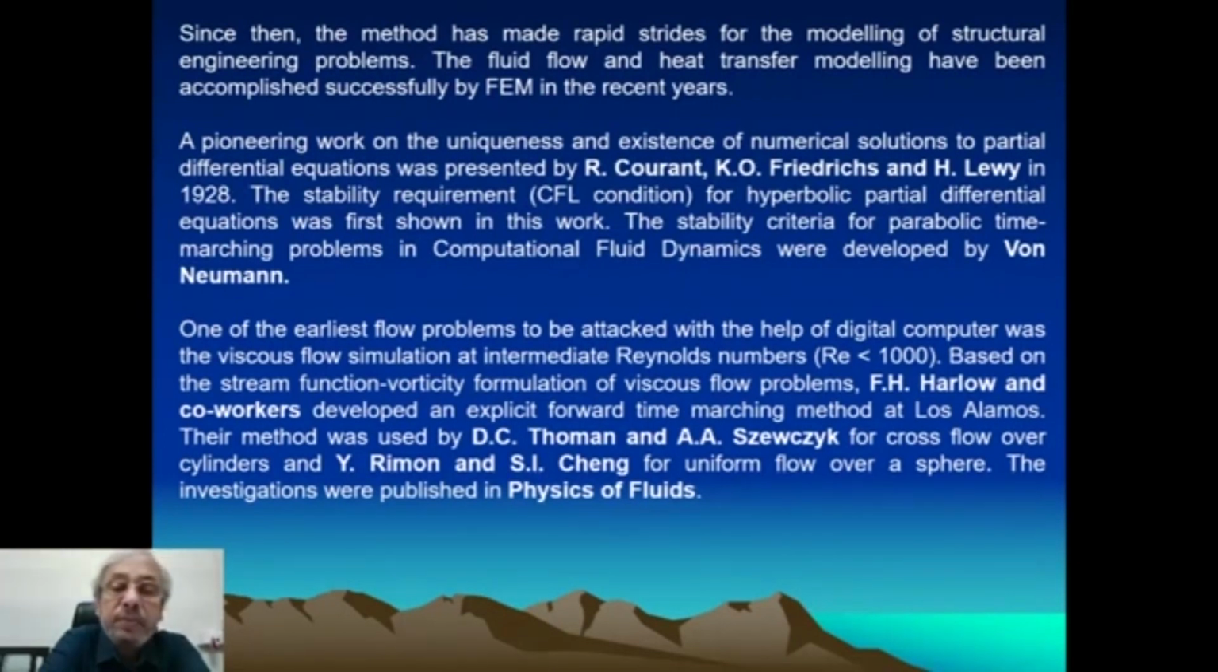One of the earliest flow problems to be attacked with the help of the digital computer was the viscous flow simulation at intermediate Reynolds numbers. Based on the stream function vorticity formulation of viscous flow problems, F. H. Harlow and his co-workers developed an explicit forward time marching method at Los Alamos. Their method was used by D. C. Thoman and A. A. Szewczyk for cross-flow over cylinders, and Y. Rimon and S. I. Cheng for uniform flow over a sphere. The investigations were published in the famous journal Physics of Fluids.